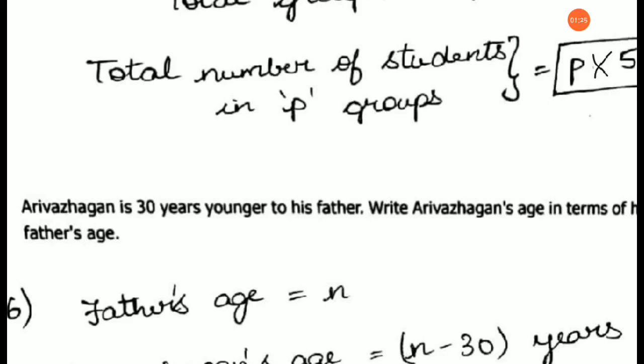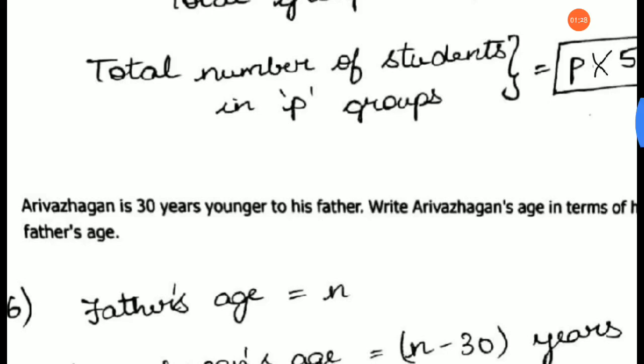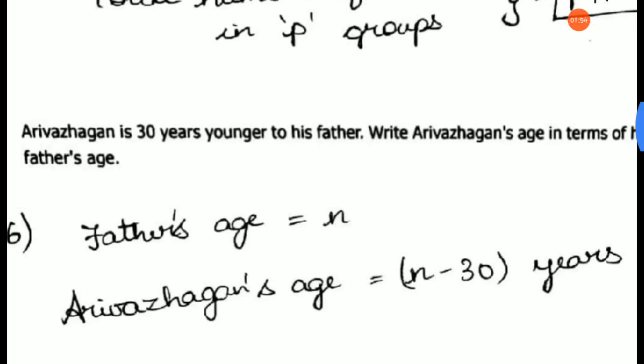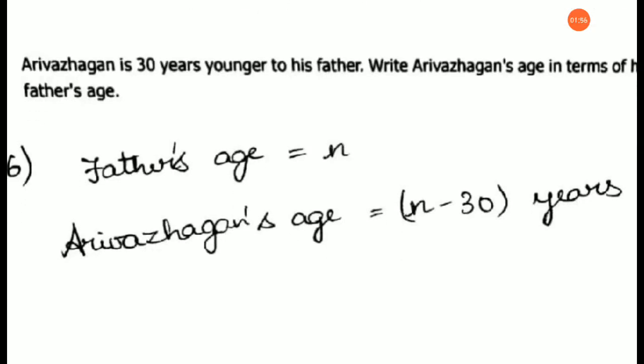Now the next question is, Arivaragan is 30 years younger than his father. Write Arivaragan's age in terms of his father's. They are not giving Arivaragan's age or his father's age. So first we have to assume Arivaragan's father's age is n. N or any alphabet. Okay? And then you are going to take Arivaragan's age. According to the question, it is 30 years less than n. That means he is 30 years younger than his father. So, which equation should we write? N minus 30 years is Arivaragan's age.